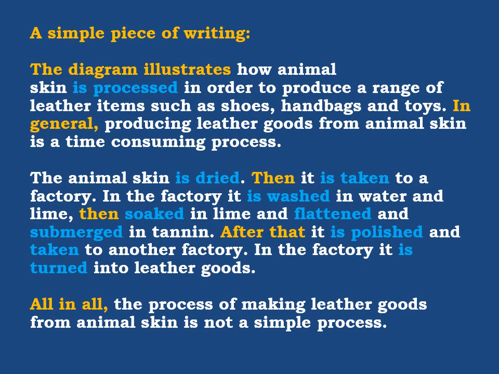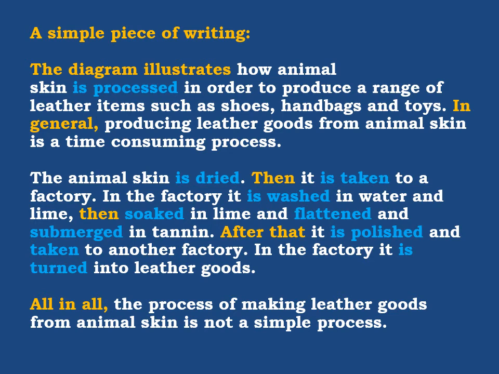Look at sentence 3, in the factory, second line of the body paragraph. Okay, in the factory it is washed. Here we use is washed because this is the first verb. But if you go on, in water and lime, then soaked. See, here we are not using is again. We do not say is soaked. Why? Because this is the same sentence. We are talking about the same sentence.